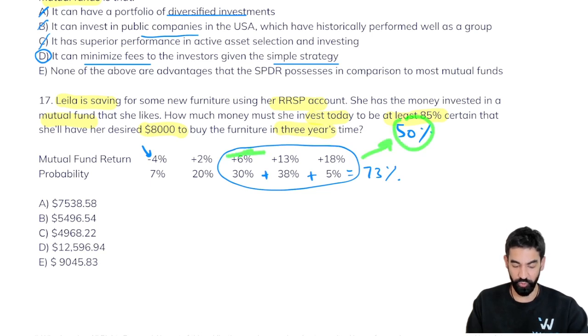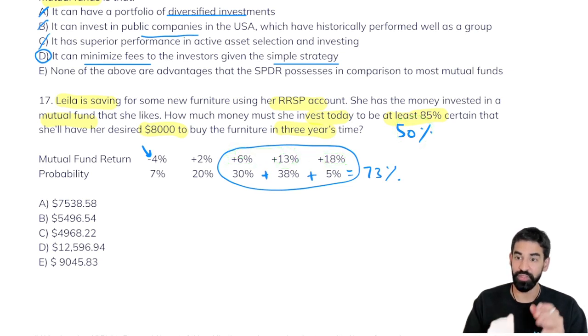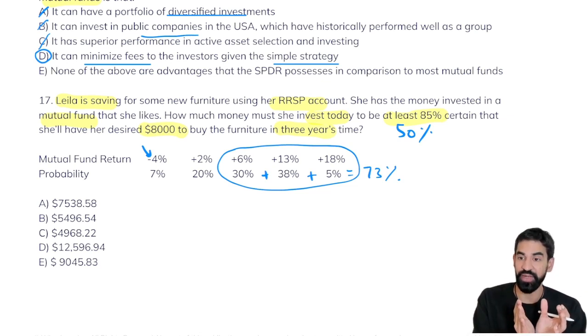And then the lowest out of these three is 6%. So at least 50% of the time she's making at least a minimum of 6%. Because if she makes 13 or 18, she's automatically making 6. But if she's making 6, it doesn't automatically mean that she's making 13 or 18. So you take the highest ones and take the lowest out of those highest returns.